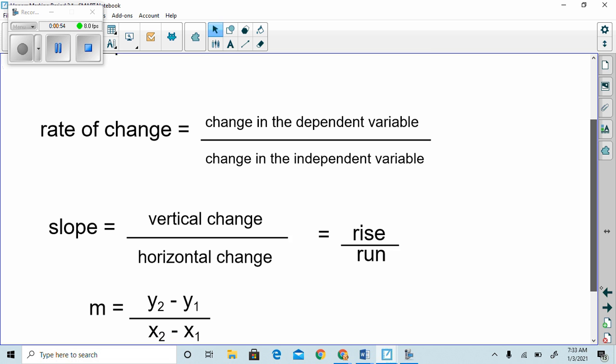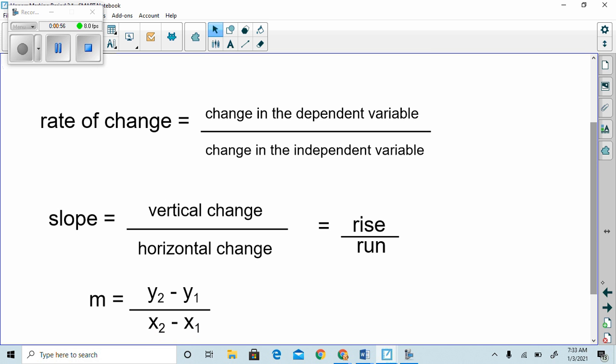The formula that we use, and remember we represent slope with the variable m, is the change in y, which is our y2 minus y1, over our x2 minus x1. That's the slope formula, and again, those subscripts 1 and 2 just refer to 2 points on the line.